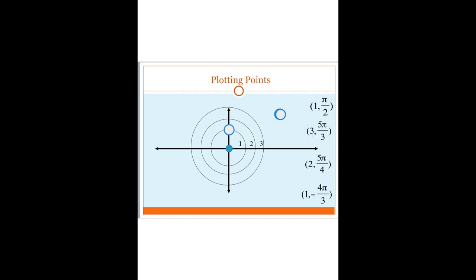So I'm going to go ahead and take a point. We're going to go out 3, and then we're going to rotate to 5 pi over 3. And we have our point approximately there. For our next point, we have 2 and 5 pi over 4. So again, starting at our pole, we're going to go out 2, and then we're going to rotate 5 pi over 4. Put our point. And then for our last example, we have 1 and then negative 4 pi over 3. So this time, we're going to go out 1, but we're going to rotate clockwise because it's negative. And we get our answer right around there.